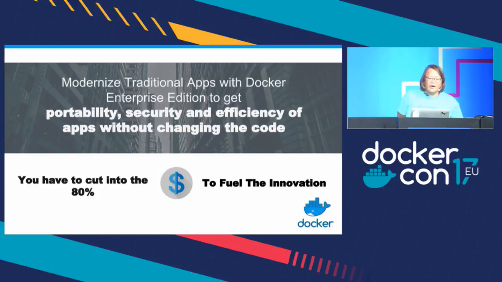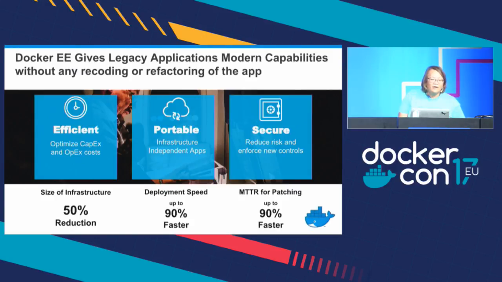What we're looking for is cutting about 80% of the cost just to fuel innovation so that you can move these applications onto newer technology. So Docker Enterprise Edition gives legacy applications all the modern capabilities without actually recoding or refactoring the application. The things that we have built this program around is efficiency, where we want to optimize capital expenses and operational expense costs and have a 50% reduction in those costs. We want to make this technology portable, so the infrastructure is independent of your application. We want to speed up deployment, making it 90% faster.